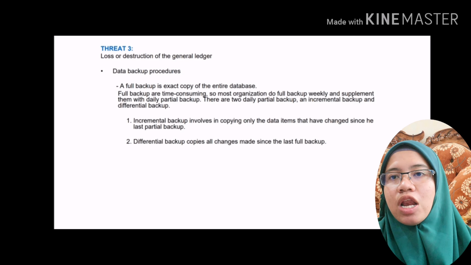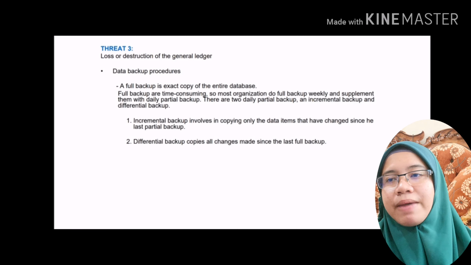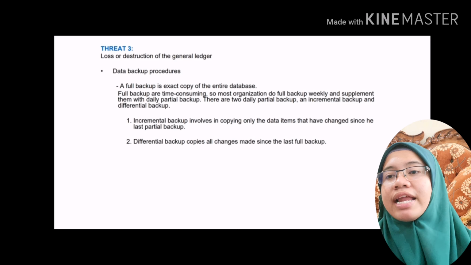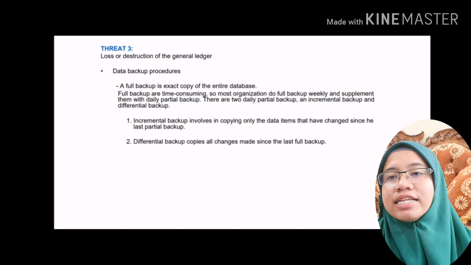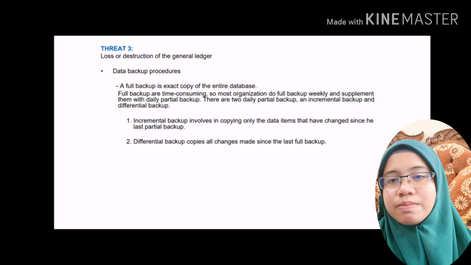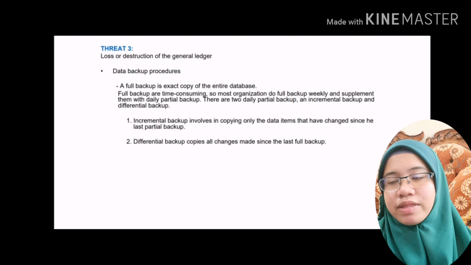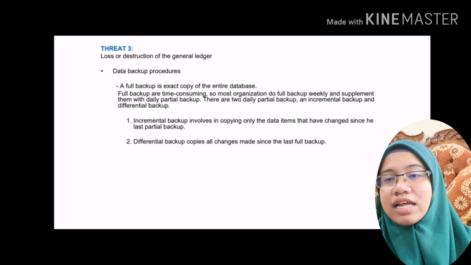Trait 3. Loss or destruction of the general ledger. The best way to mitigate the risk of this trait is to employ backup and disaster recovery procedures. Data backup procedures are designed to deal with the situation where information is not accessible because the relevant file or database has become corrupted. A full backup is an exact copy of the entire database.